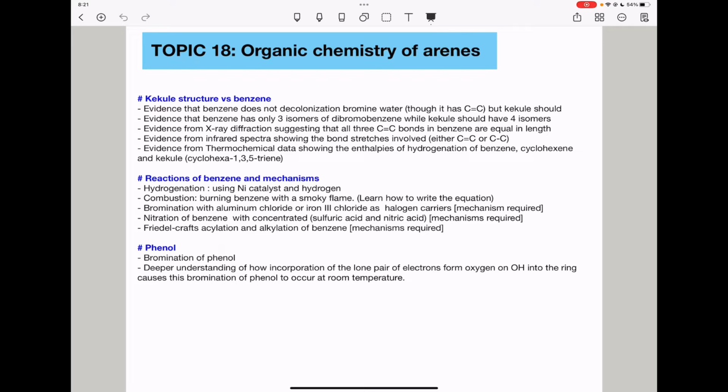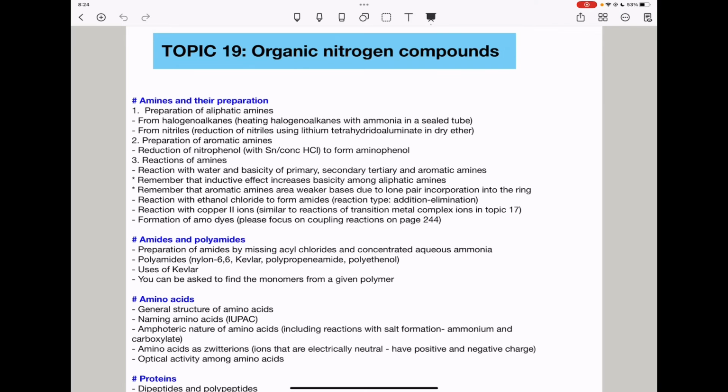These are some of the potential questions that could come on this. Ensure you fully understand these reactions and the mechanisms as well as the evidence that scientists used. So let's continue to topic 19. Topic 19, organic nitrogen compounds. They will ask you about amines and their preparation.